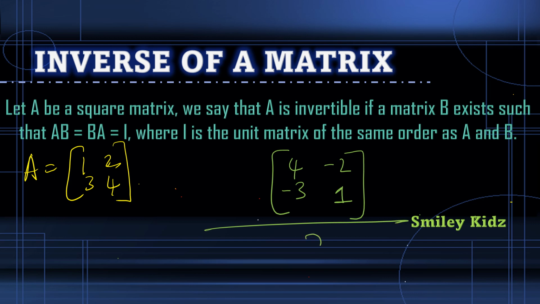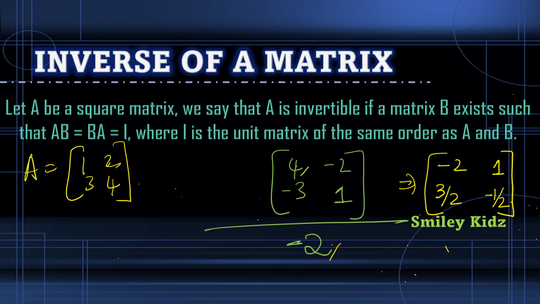What was our determinant? It was minus 2, right? Now, how do you perform its division? Let me tell you over here. 4 by minus 2. You're going to divide each element. That will be minus 2 over here. Then, minus 2 by minus 2 will be 1. And then you have minus 3 by minus 2, 3 by 2. And then you have 1 by minus 2, minus 1 by 2. This will be the inverse of this matrix. Inverse of 1, 2, 3, 4 will be minus 2, 1, 3 by 2 and minus 1 by 2.